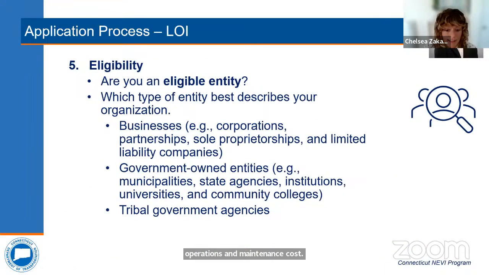For eligibility, the LOI application will ask you to identify which of these 3 general categories the applicant fits into. As Jen mentioned earlier, eligible entities, as indicated in the NEVI final rulemaking, include but are not limited to businesses, examples being corporations, partnerships, sole proprietorships, and limited liability companies, government-owned entities such as municipalities, state agencies, universities, and community colleges, and tribal governments that are also eligible to apply.